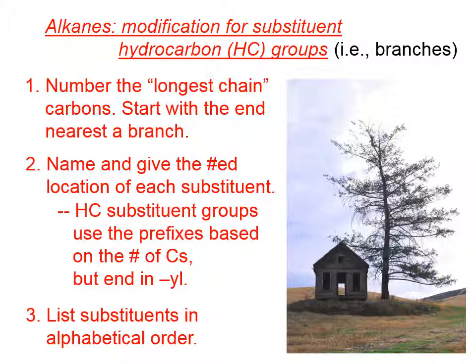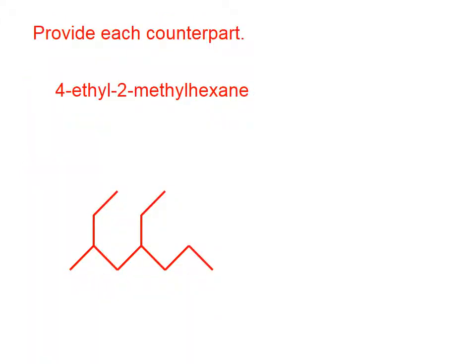Let's try a couple of examples. Let's provide each counterpart here. I've given you the name. I want you to draw the structure. 4-ethyl-2-methylhexane. Let's break this into pieces. Let's draw hexane first. 6 carbon atoms. 1, 2, 3, 4, 5, 6.